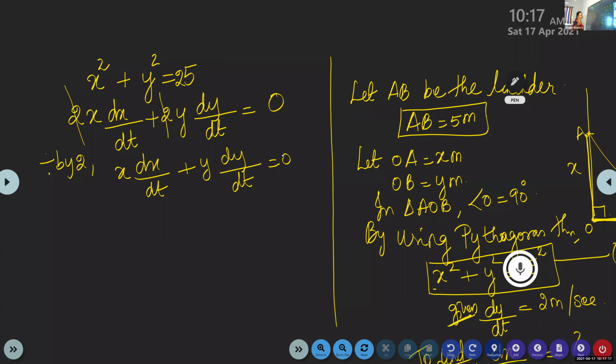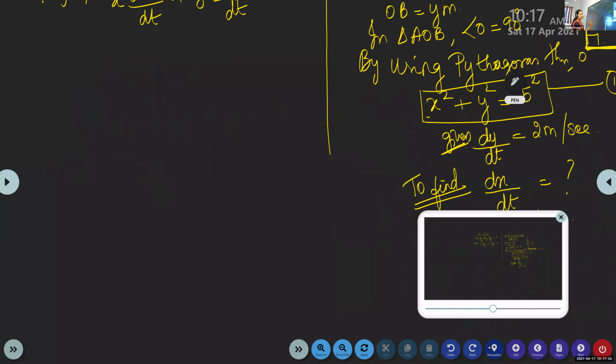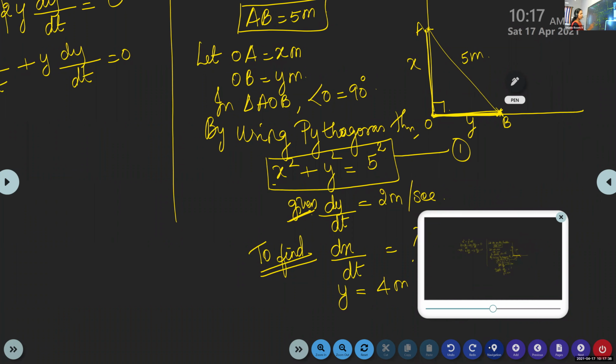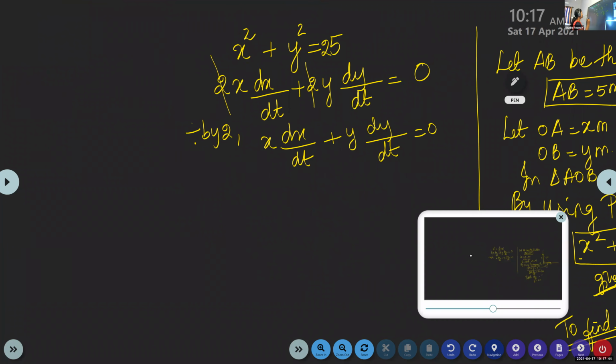What is our aim? Our aim is to find dx by dt, isn't it? Now substitute the values given here. We want to find dx by dt. Then what else is given? Dy by dt is given. What is dy by dt? Dy by dt is 2. Y is 4. So I'm going to substitute these values.